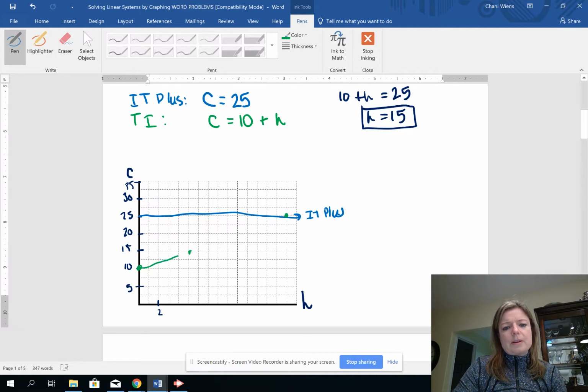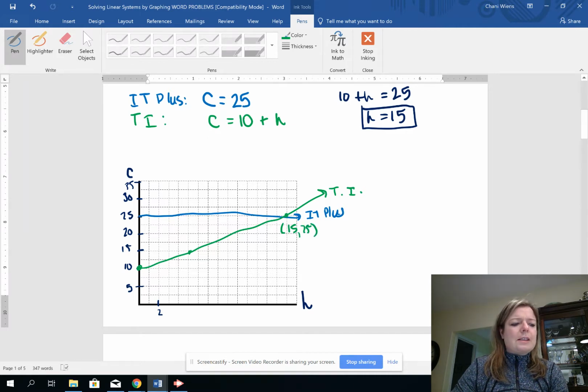So again, this is why I'm not really focusing on my hand-drawn graphs, because I don't have a ruler. But that's what it would look like, and you could label that Techies Inc. And then you would label this with the point of intersection 15, 25.